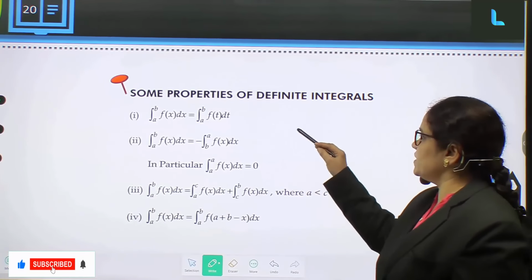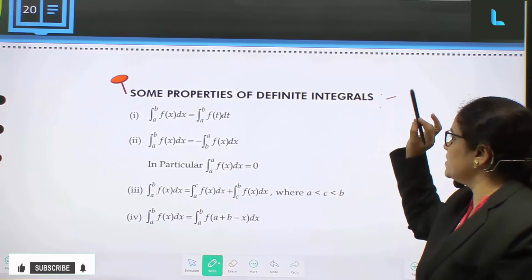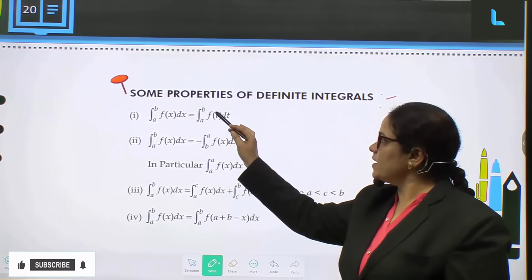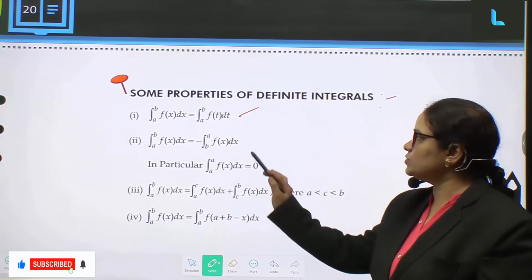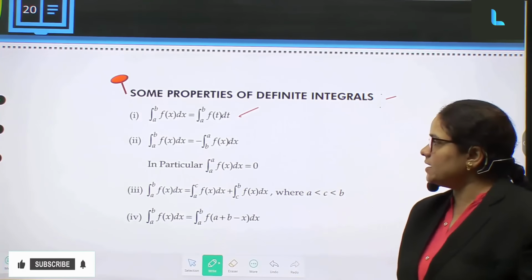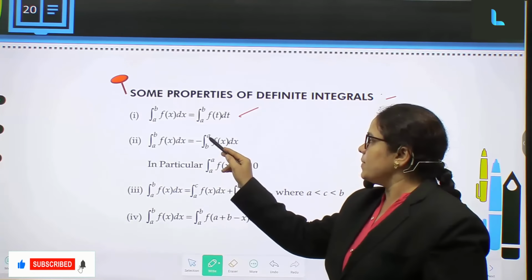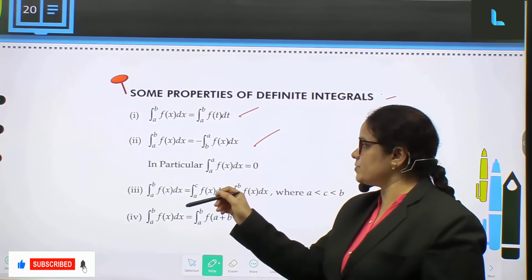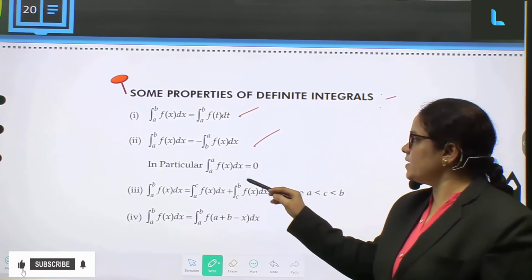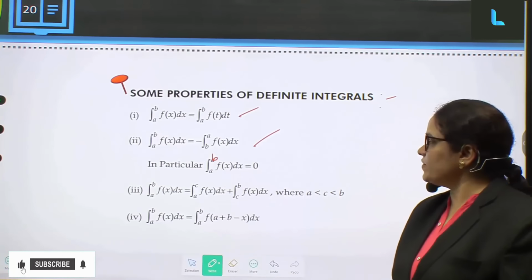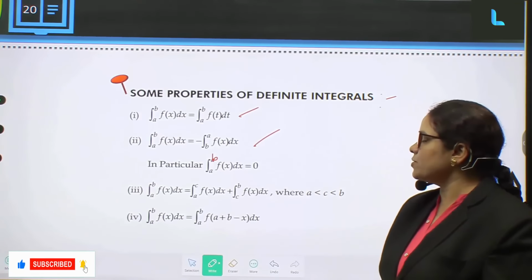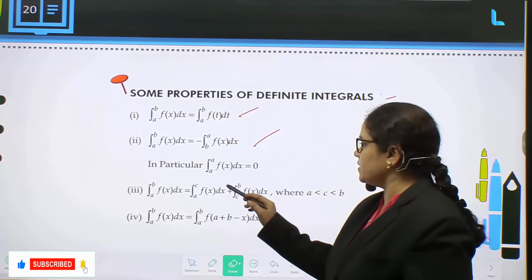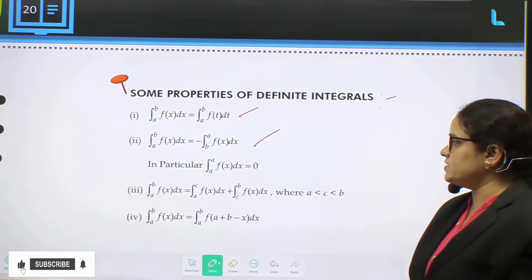Some properties of definite integrals. Let us see some properties of definite integrals. First property, integral a to b f of x dx equal to integral a to b f of t dt. Both are same integrals. Second one, integral a to b f of x dx equal to minus integral b to a f of x dx. Just interchange the limits, lower limit and upper limit. In particular, integral a to a f of x dx value is 0.